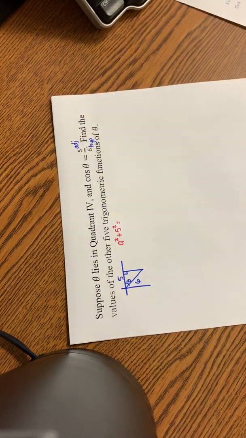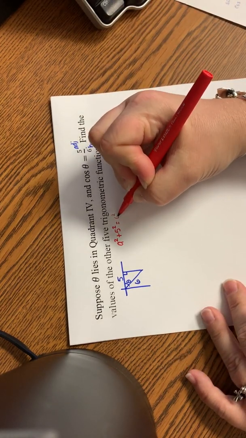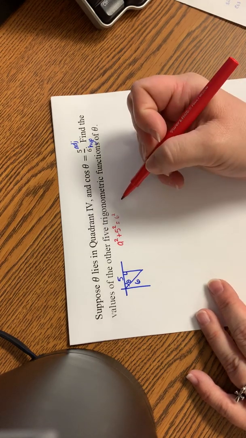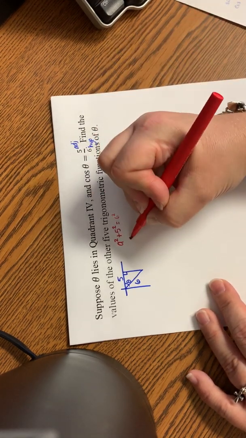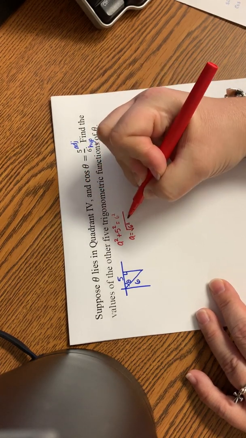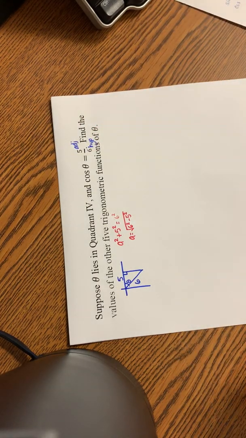Let's let the calculator do all that for us. So if I subtract the 5 squared to the other side and then take the square root, then that's what a would be. So I'm going to say a is equal to the square root of 6 squared minus 5 squared. Okay? So when you type that in the calculator, it's going to give you a decimal answer.